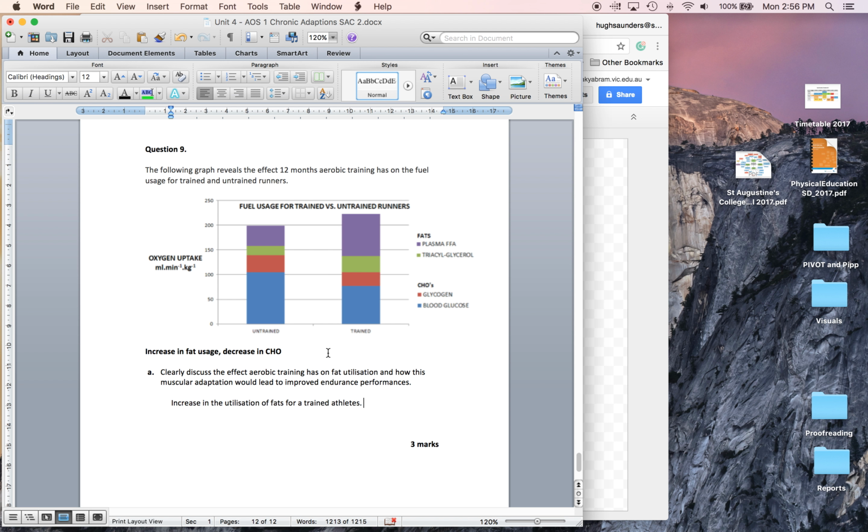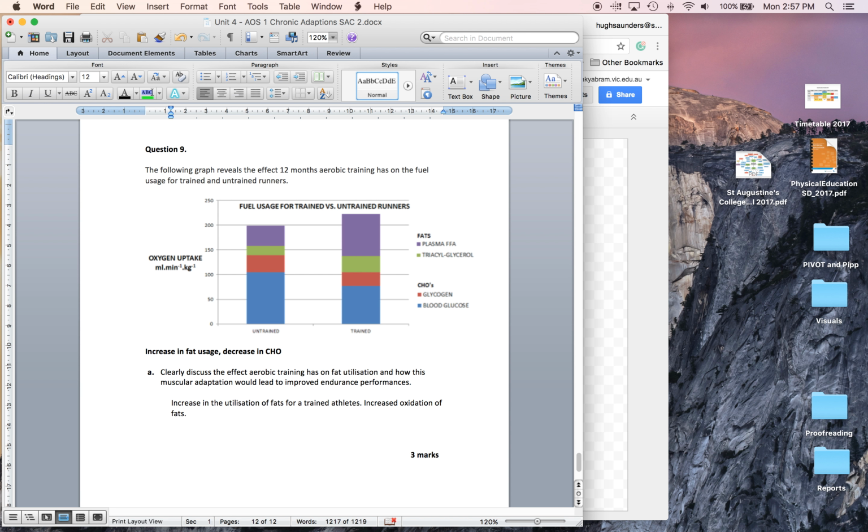That's the main part of it. So that's really the chronic adaptation that we're looking for. On our summary, we've got it listed as an increased oxidation of fats, which now we're looking at our definition and how it improves performance. The second and third parts of our summary sheet. So increased oxidation of fats.